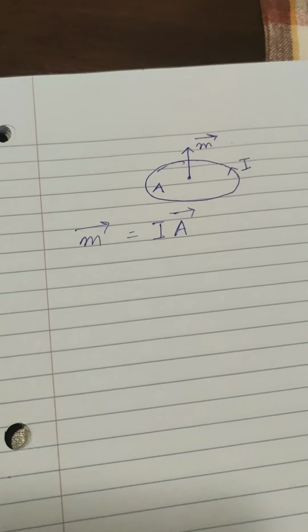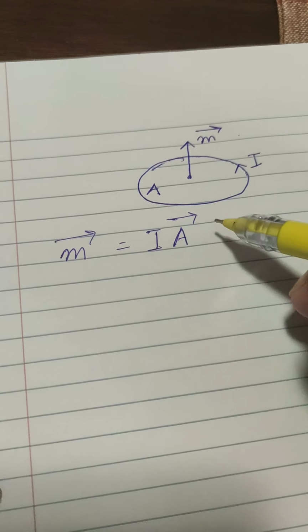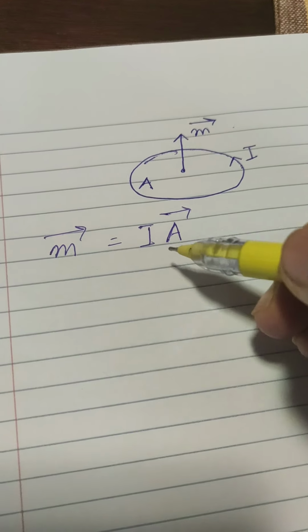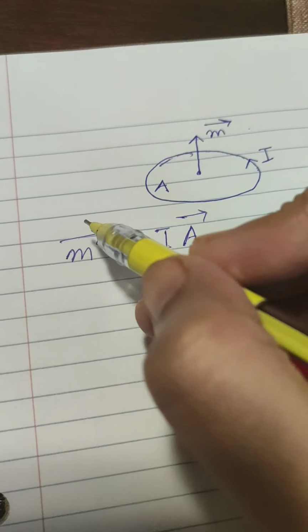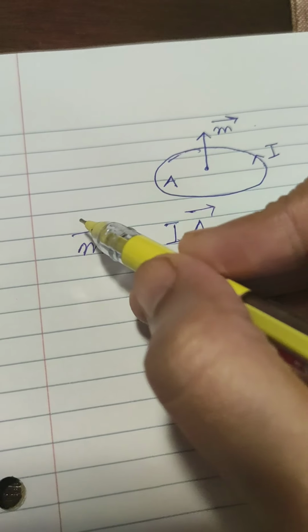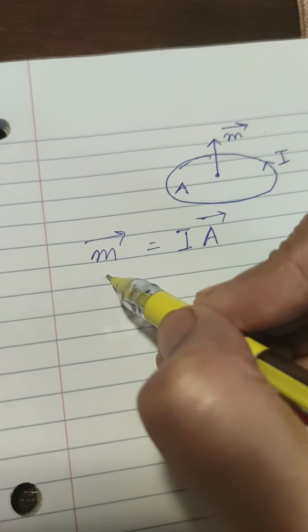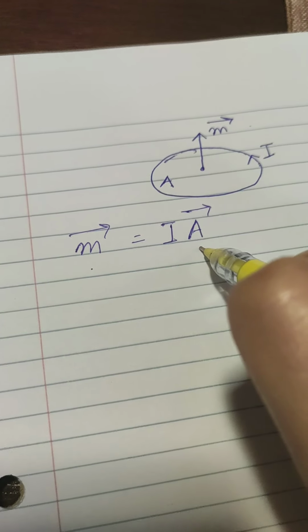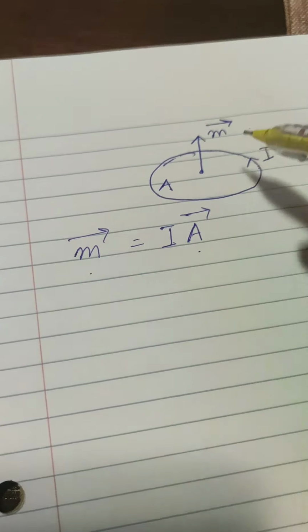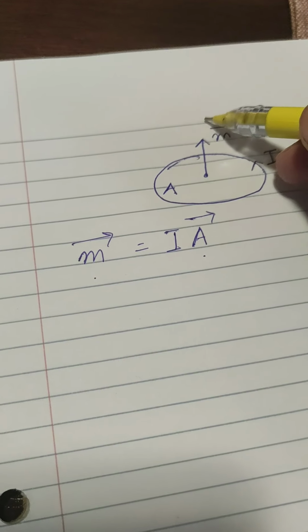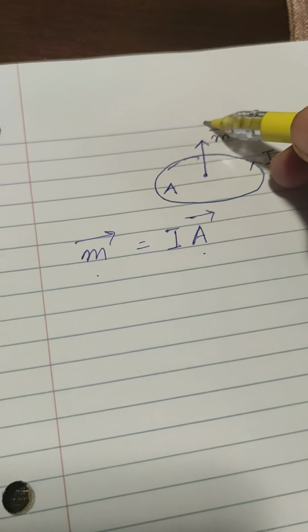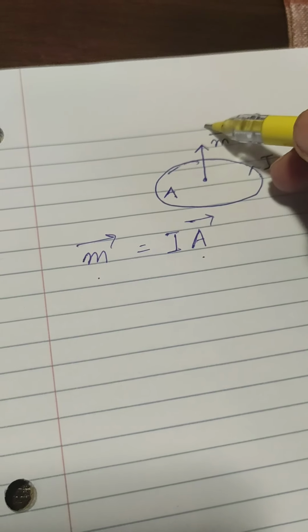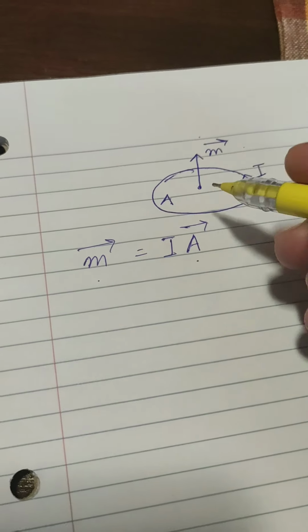Okay, now A is the area of the loop. A is a vector quantity, and it gives the direction of the magnetic dipole moment. Magnetic dipole moment is a vector quantity. It is in the same direction as the area vector. Now the area vector is the outward drawn normal to the surface.